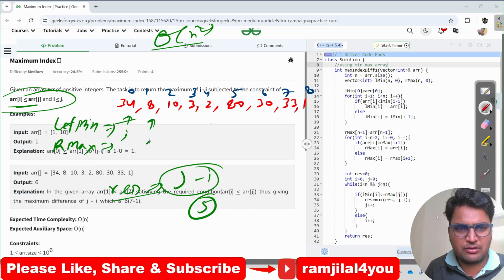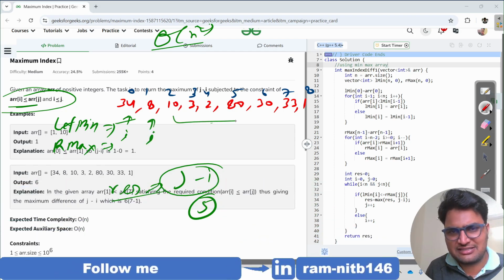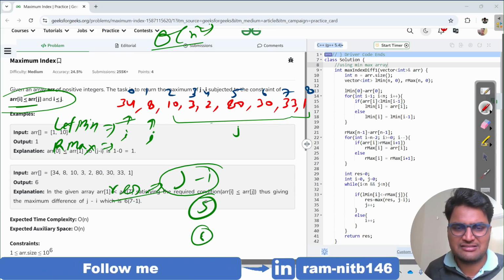Now I will check for this one here, and in this range I will check for j. So here 8, and here the maximum is 33, right? So here we will get the answer 6, which is the maximum. So we will discard this one and we will store the 6 one.